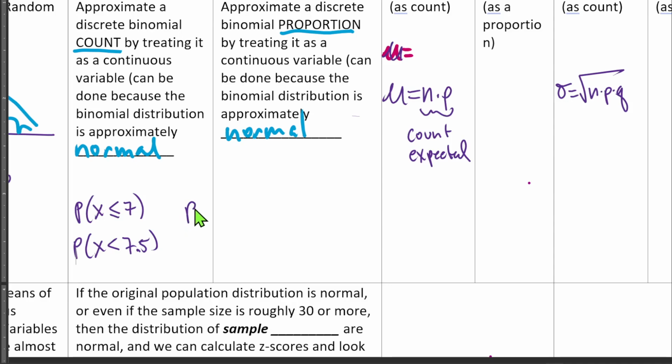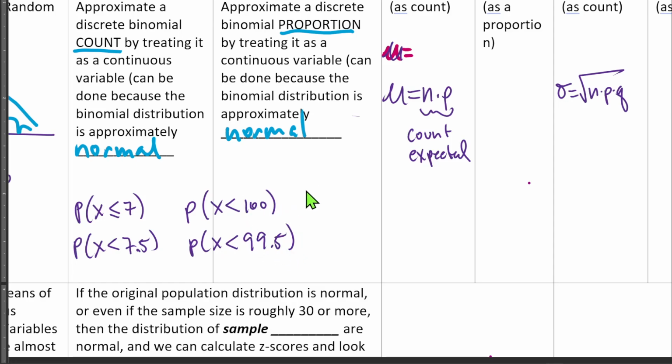Another example of that would be, let's say the probability that x is less than 100. Now here, 100 is not included because it's strictly less than, there's no equal to. So because of that, we don't want to include 100. So when we do this, we would actually calculate using 99.5.